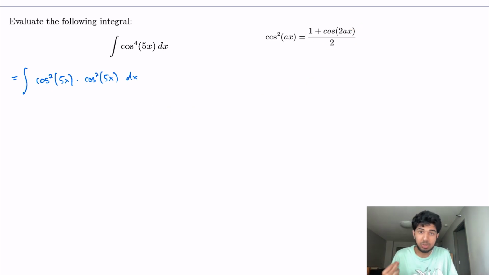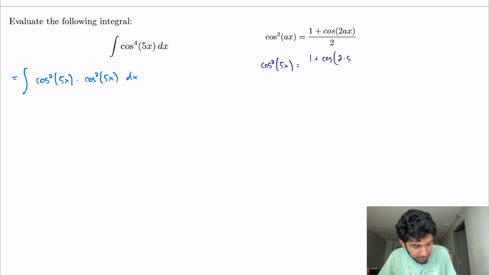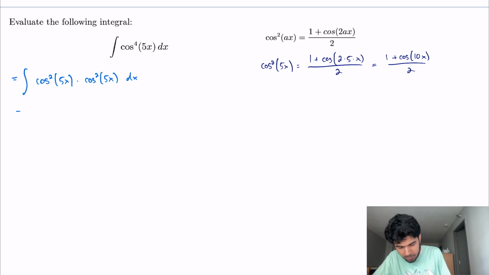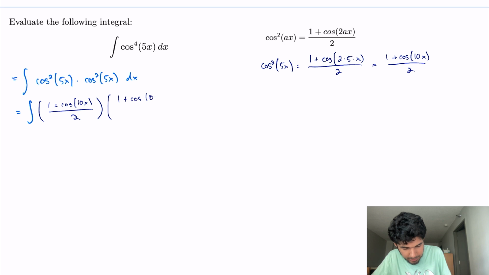Let's just evaluate cosine squared of 5x on its own and then do the substitution. So this formula tells us that cosine squared of 5x is equal to 1 plus cosine of 2 times 5 times x divided by 2, which is equal to 1 plus cosine of 10x divided by 2. So let's substitute that in for both of these terms here. So we have the integral of 1 plus cosine of 10x divided by 2 times 1 plus cosine of 10x divided by 2 dx.